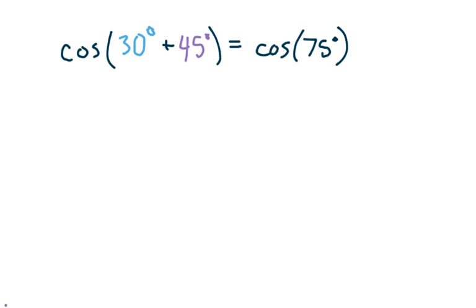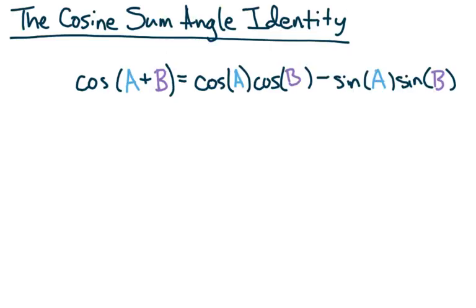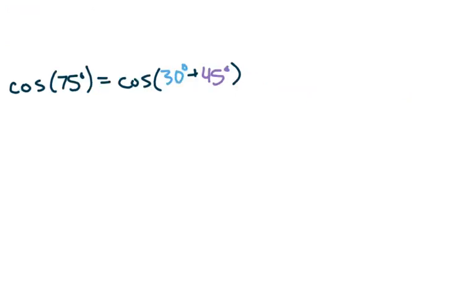So one of the things the cosine sum angle formula is helpful for is taking the cosine of an angle that we don't know and expressing that angle as a sum of two angles that we know better. Because if you look at the formula, this identity takes the cosine of a sum of two angles and breaks it down into cosines and sines of the two separate angles. So let's compare this to our formula.